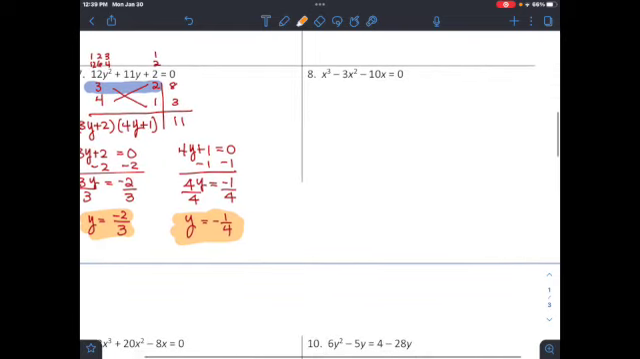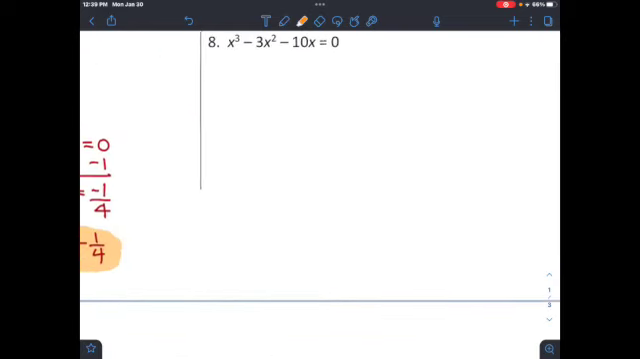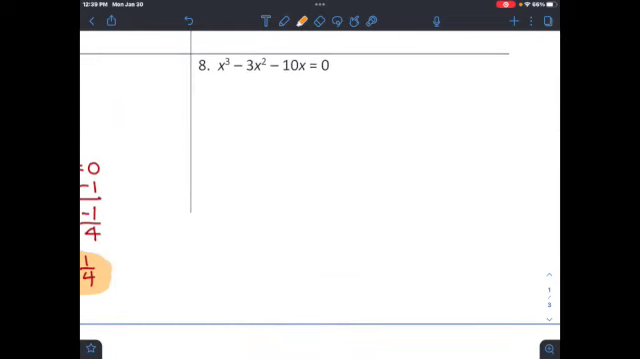And number 8 is a little bit different. Number 8, if you look at it, you should notice they have x in common. You got to make sure you double check what is my GCF, which is what things they have in common. So I need to pull out x. And then that becomes x squared minus 3x minus 10 equals 0. And now we are going to factor: 1 and 1, 1 and 10, 2 and 5.